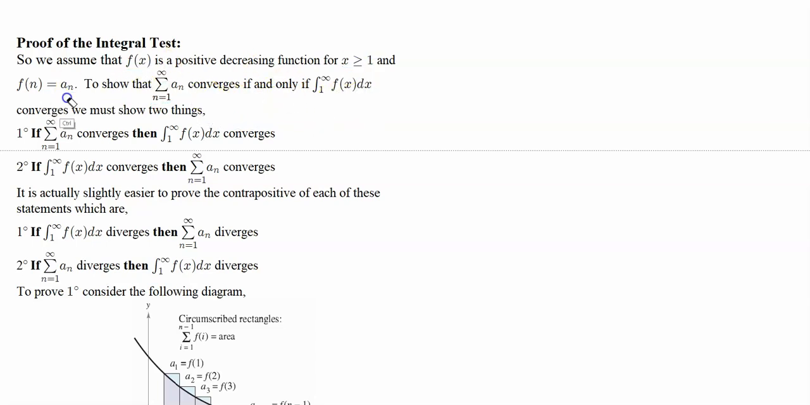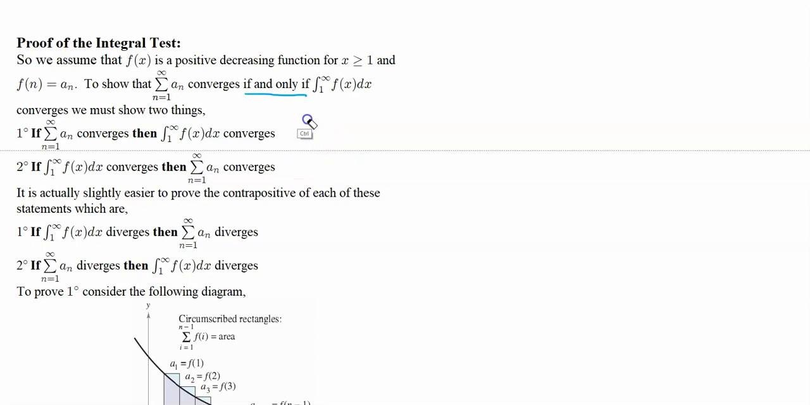So we need to prove 2 things here. We need to prove that if the series converges, then the integral converges, and if the integral converges, then the series converges. We actually need to prove these 2 things separately in order to conclude the if and only if statement is true. Now we're going to use just a little trick here. Instead of proving these 2 statements directly, it's a little bit easier if we prove their contrapositive. We could prove these directly, but using the contrapositive is just a little bit easier.